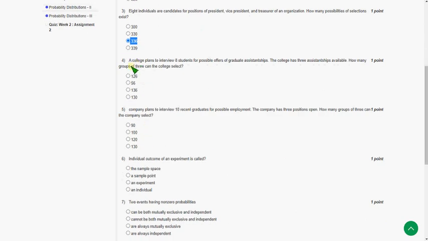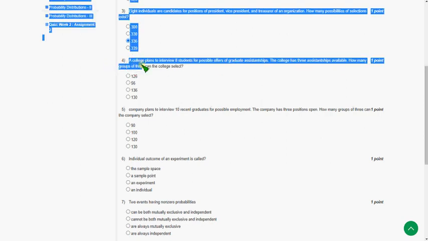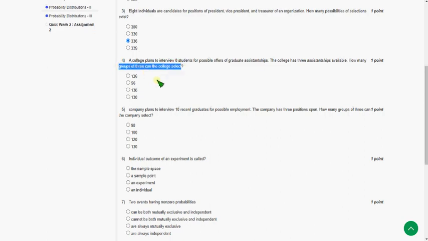Fourth question: a college plans to interview 8 students for possible offers of graduate assistantships. The college has 3 assistantships available. So in order to fill those 3 places, 8 students have to be interviewed. How many groups of 3 can the college select? The answer for the fourth question is 56.